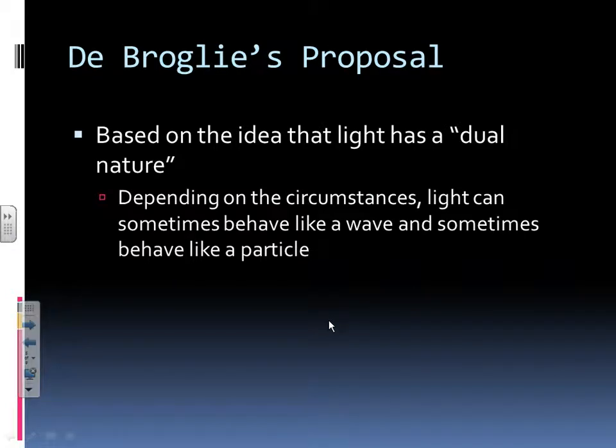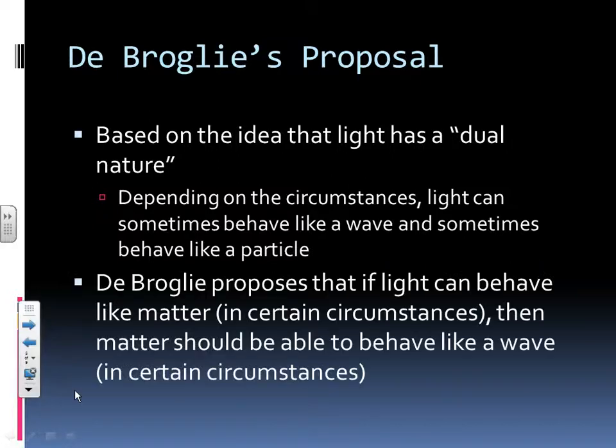If light has what we refer to as a dual nature, that sometimes it behaves like a wave, and sometimes it behaves like a bunch of little pieces, parts, all right? That, well, if light can do that, maybe actual matter can do that as well. That most of the time matter behaves like it's a solid piece of something. But under certain circumstances, matter can behave like a wave or like energy.